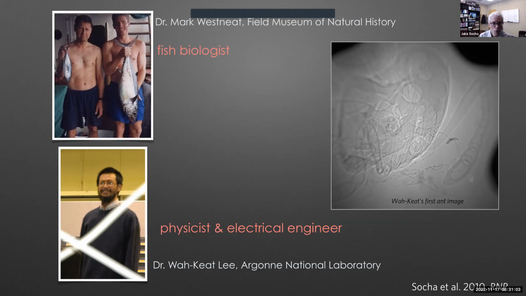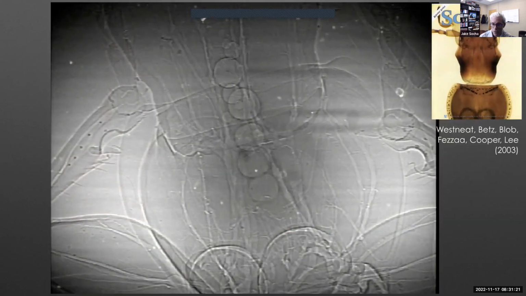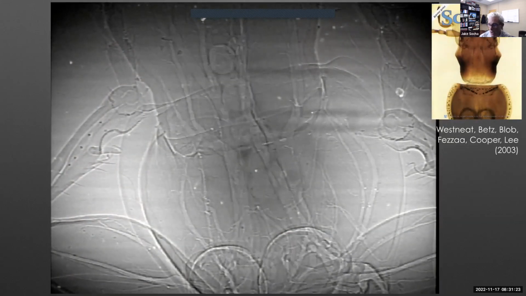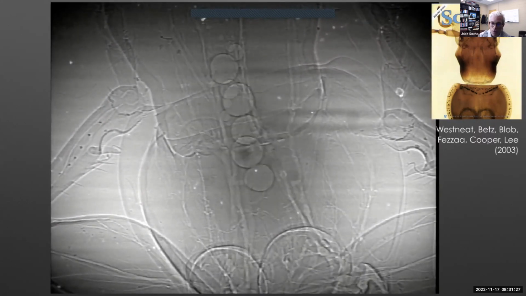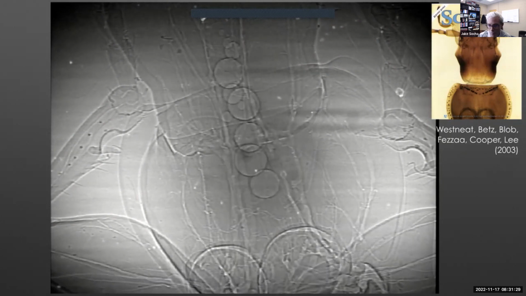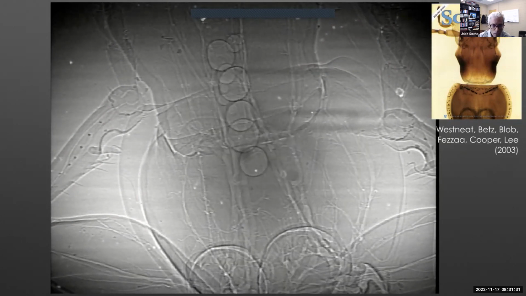The person who got interested in this was Mark Westneat, who, if you know him, works on fishes. But Mark was keen enough to go, this is really cool. And from that, he started looking at all kinds of insects in the beam. One of the first things that it led to was this cover paper in Science, where you see a beetle here that is compressing its tracheal system in a rhythmic fashion.